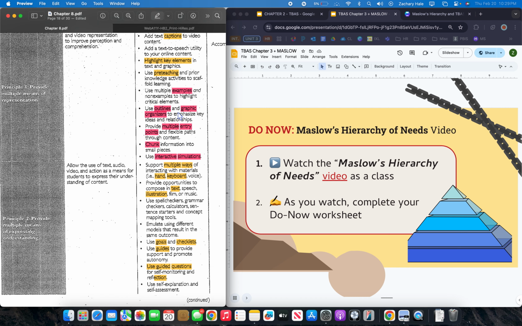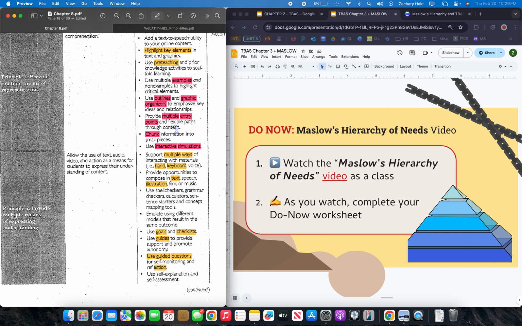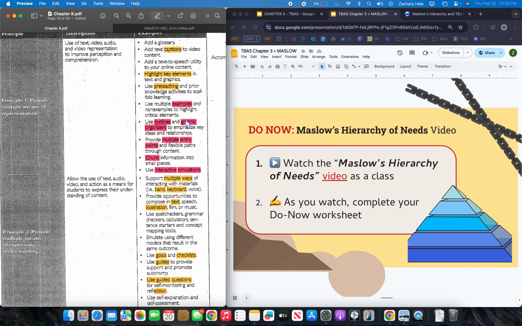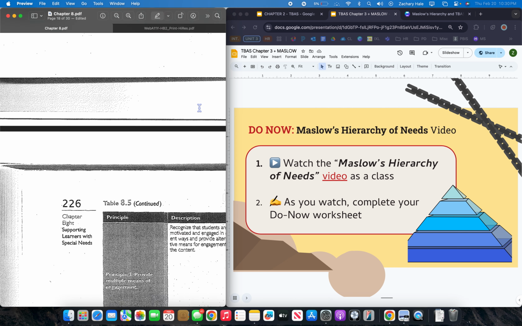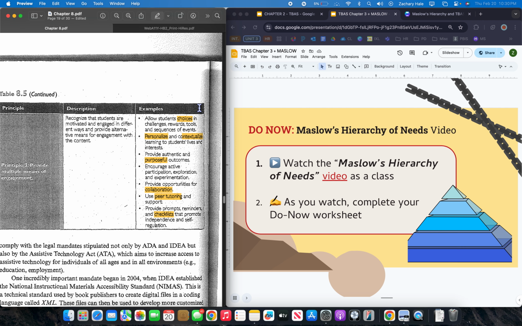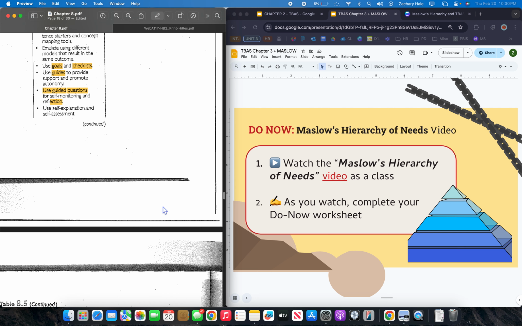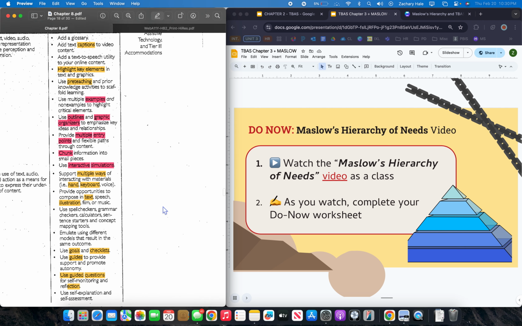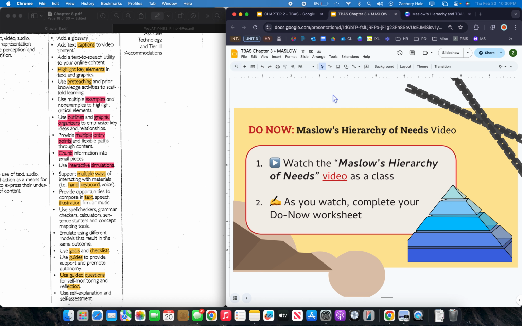I could have used more outlines or graphic organizers, although I do think that Maslow's hierarchy is in itself sort of its own graphic organizer. Multiple entry points and flexible pass-through content, and then interactive simulations. I suppose the lessons could be a little bit more interactive in some regards. But everything else I think does a decent job of changing things up for students and trying to be accessible for students who like to do things in different ways.